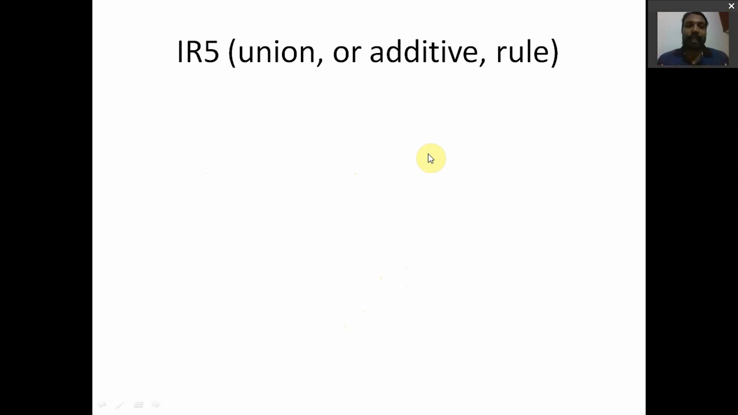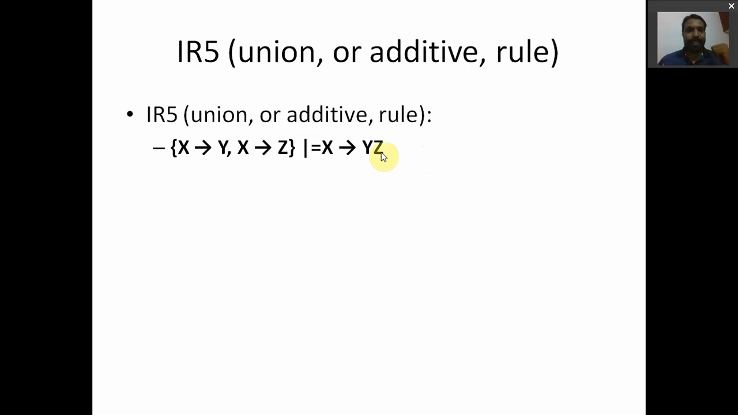Then the fifth one is inference rule 5. We call it the union rule or additive rule. This is the opposite of the decomposition rule. If there are two functional dependencies X to Y and X to Z, where X is the same in both, then we can infer that X to YZ also holds.